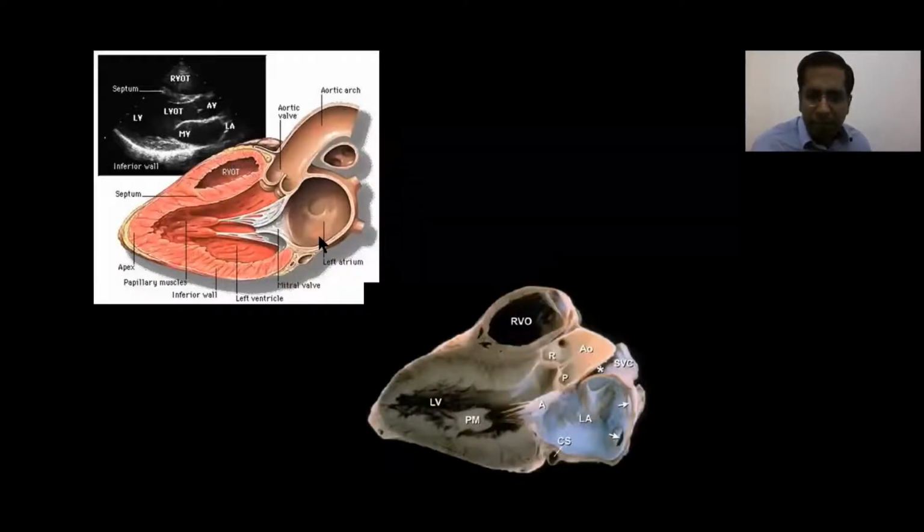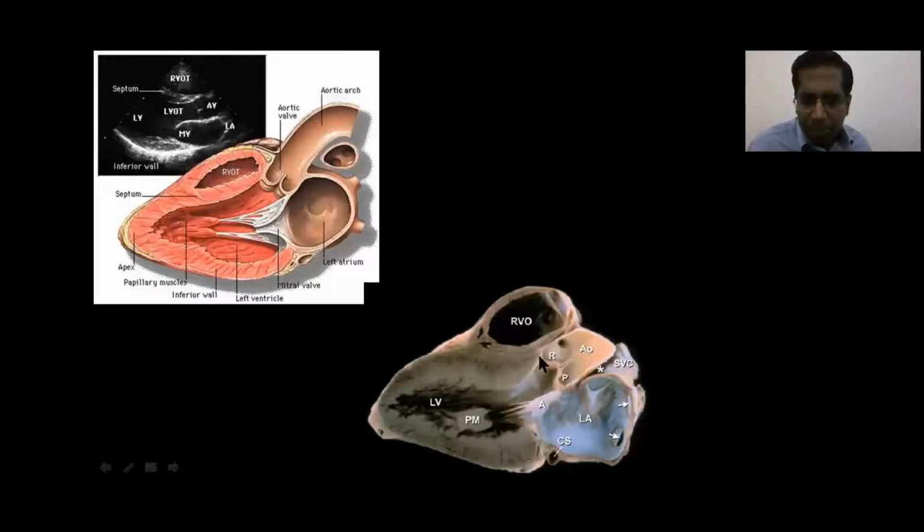Just to go through the structures once again. So you have the papillary muscles. What would be along with this particular wall, this is the infralateral wall. This would be the anterior septum, and this is the infralateral wall. And what you have seen here would be the papillary muscle that has been shown.